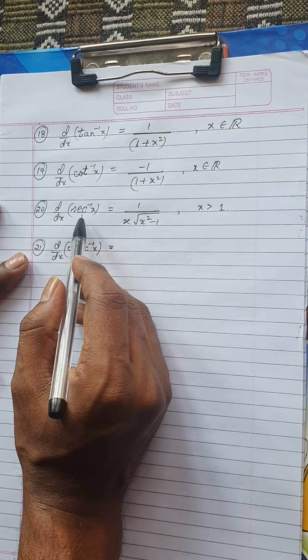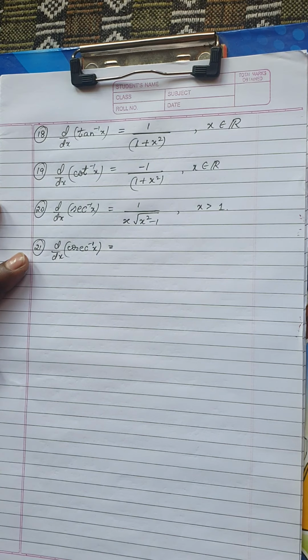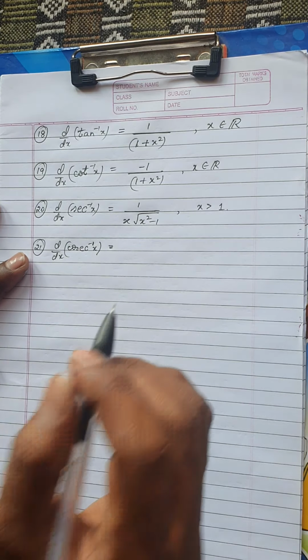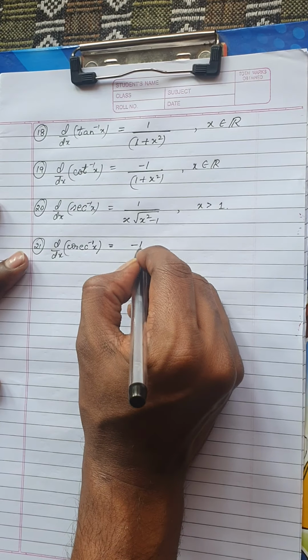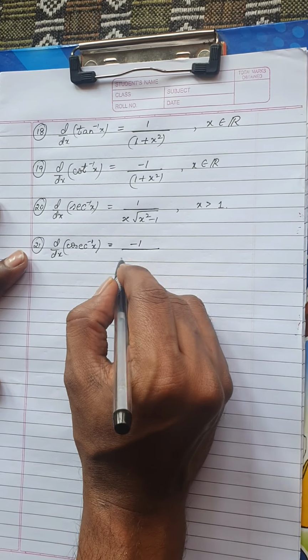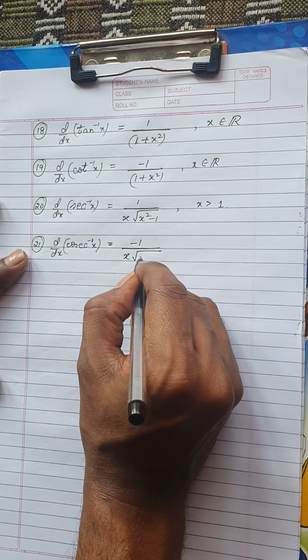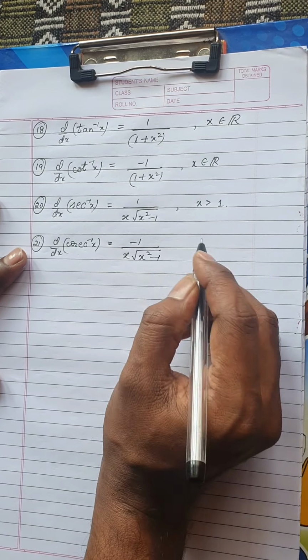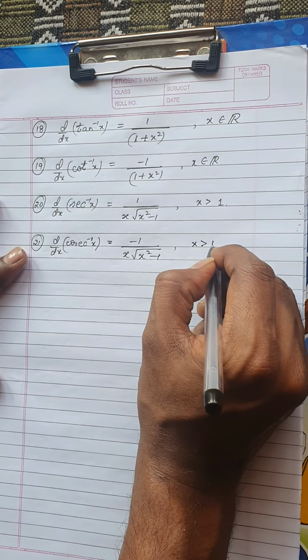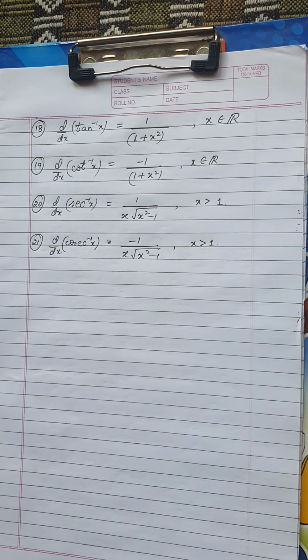So if you know secant inverse x, I think Aishwarya has already guessed the derivative of cosecant inverse x. Yes. So derivative of cosecant inverse x is minus 1 divided by x into root of x square minus 1. Condition is same, x is greater than 1.